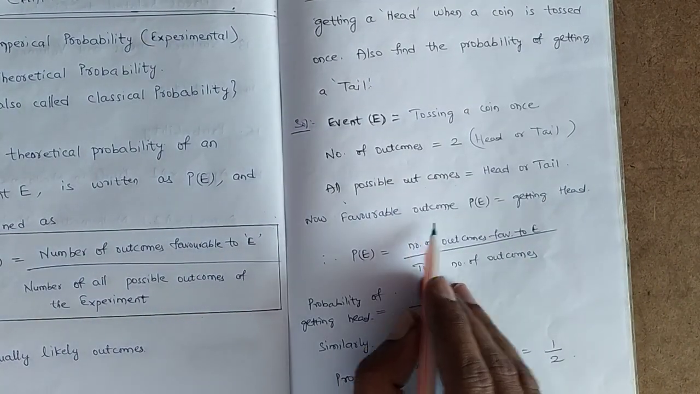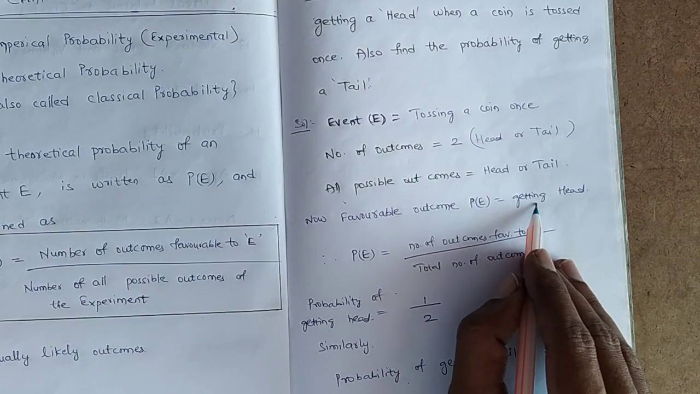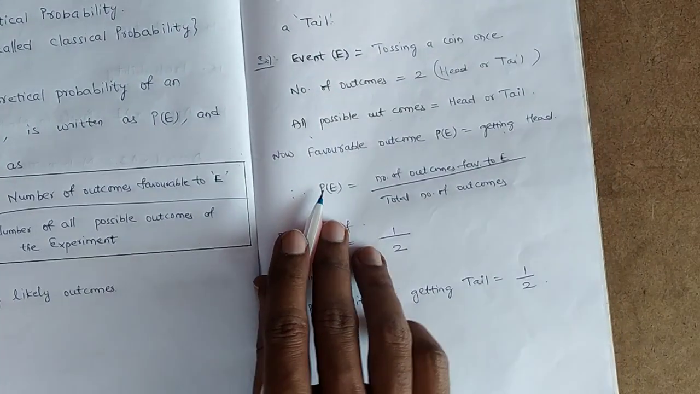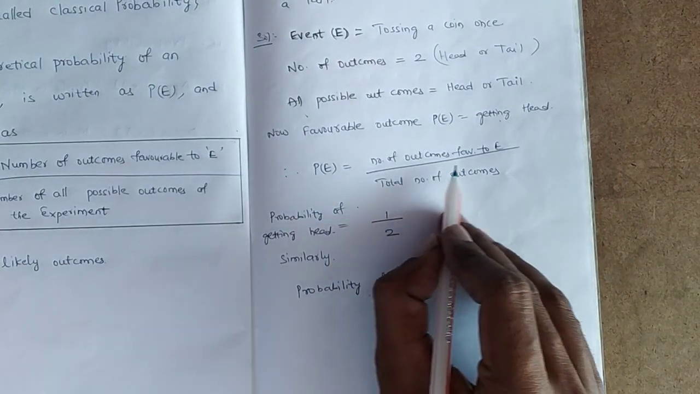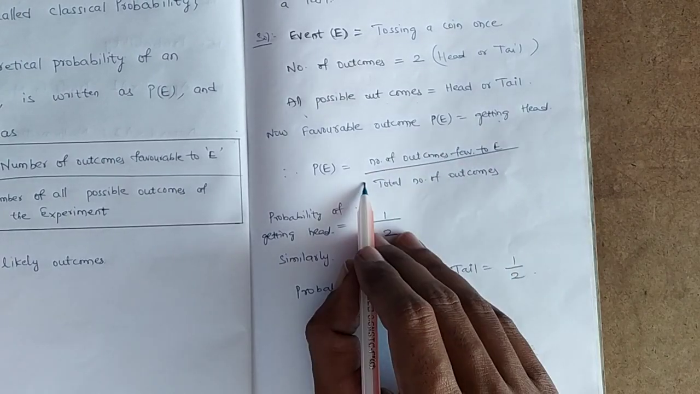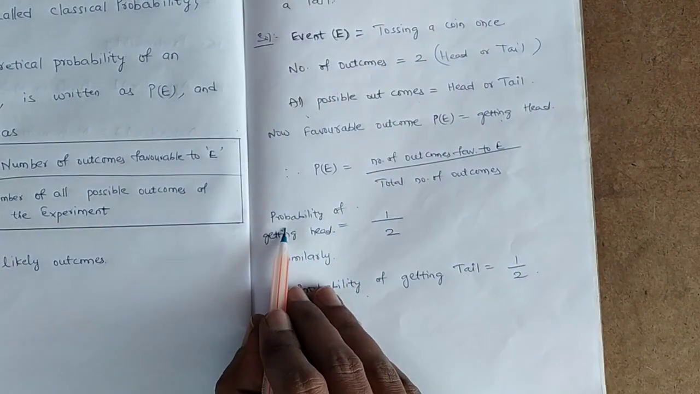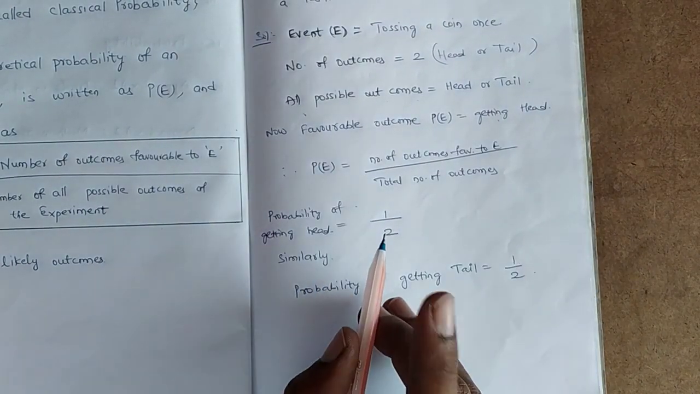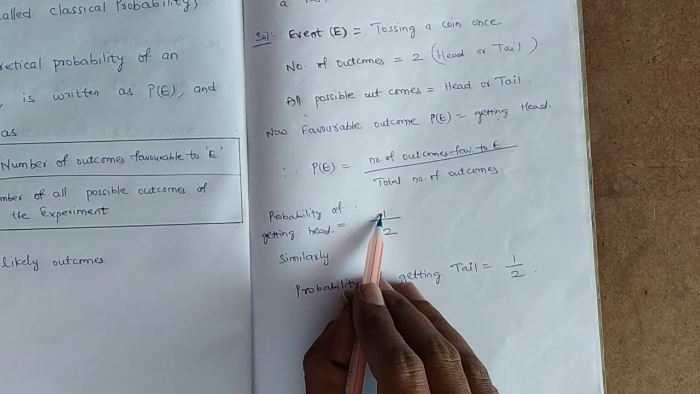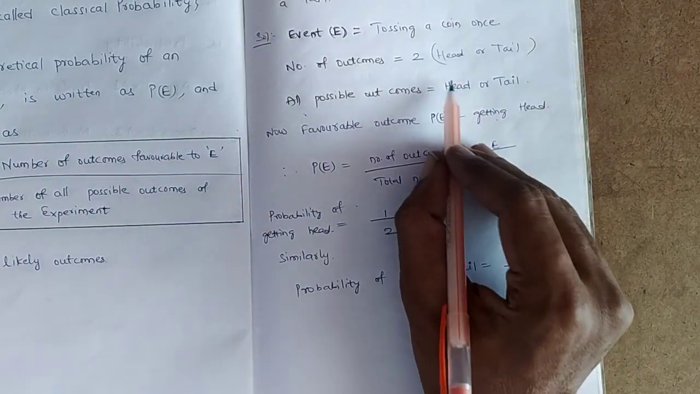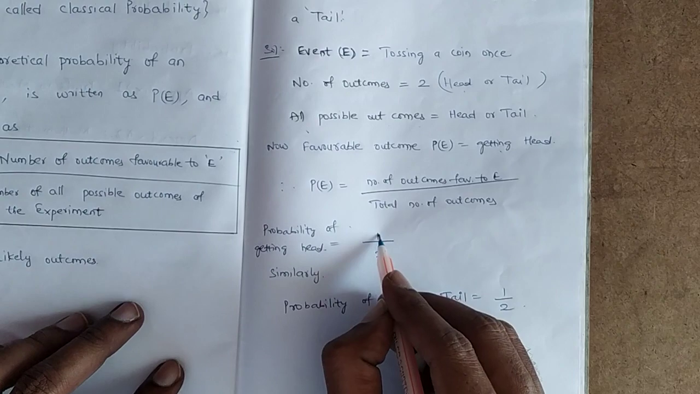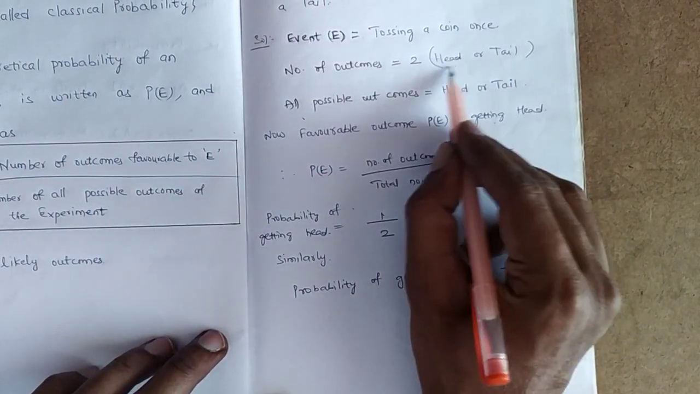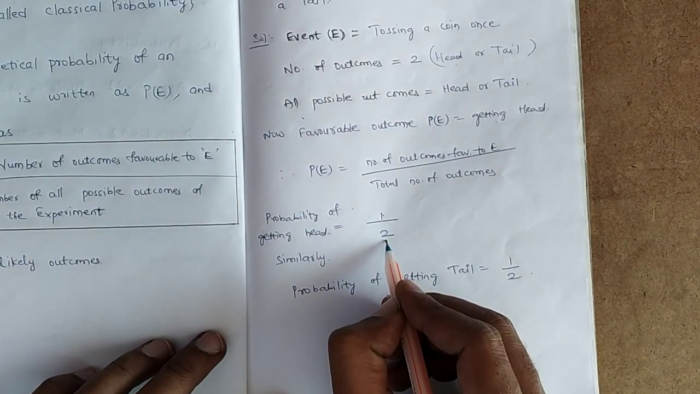What is the probability of getting a head? P of E is equal to the number of outcomes favorable to event E divided by the total number of outcomes. So we can write the probability of getting a head when the coin is tossed once. How many heads can we get? Only one head. How many total outcomes are there? Head and tail. So we can write 2 here.